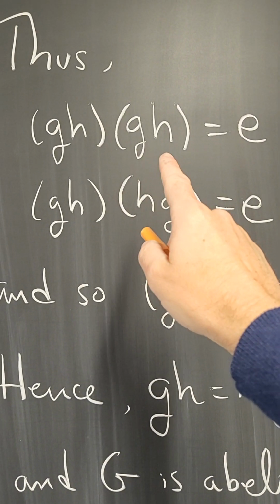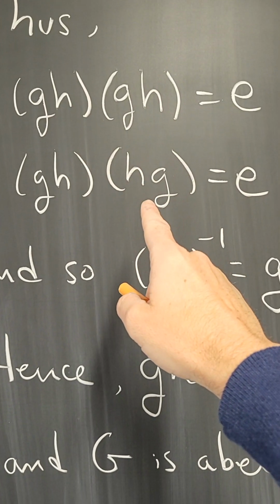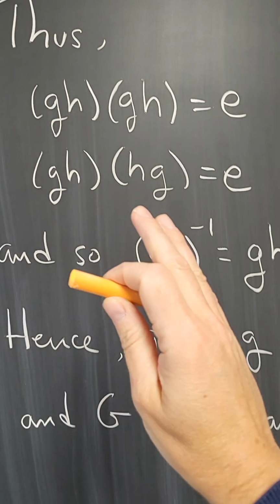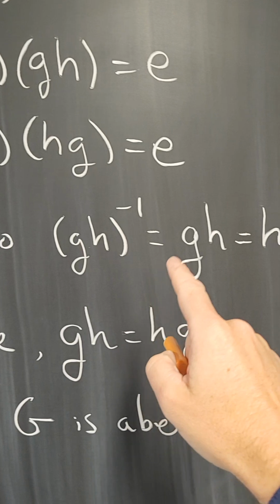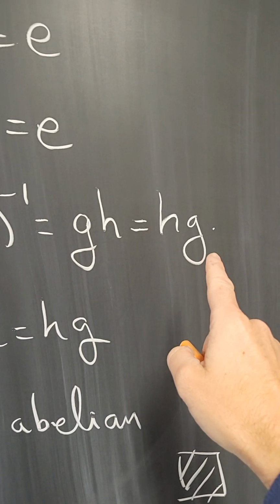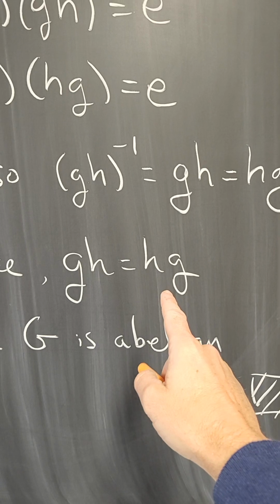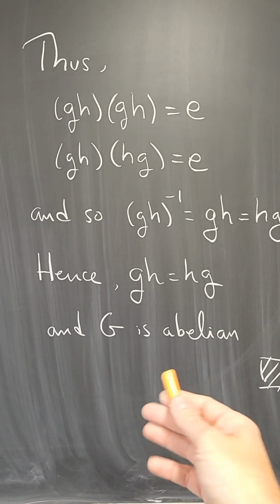This equation tells me that gh is an inverse for gh, but also that hg is an inverse for gh. But there is a uniqueness of inverses in a group. Therefore, the inverse is gh and also hg. So what I get is that gh is equal to hg. And since g and h were arbitrary, G is abelian.